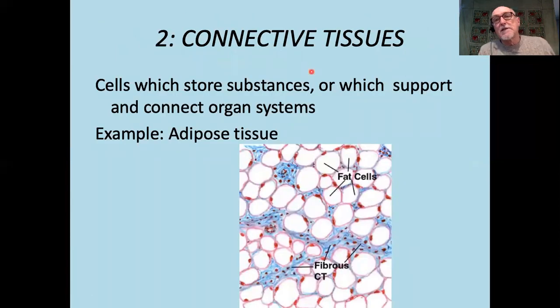The connective tissue is our second type of tissue. Connective tissues are tissues which are specialized to store substances, to support organs, and to connect organ systems. Storage function is easily shown. For example, fat tissue is a connective tissue, and here it is. This is an individual cell here.